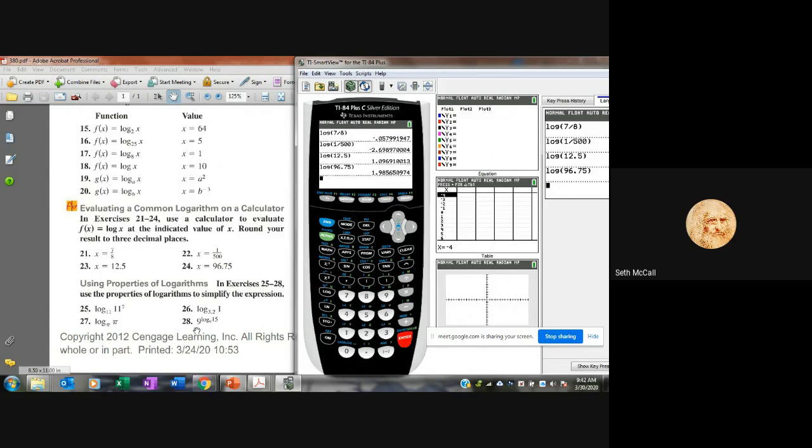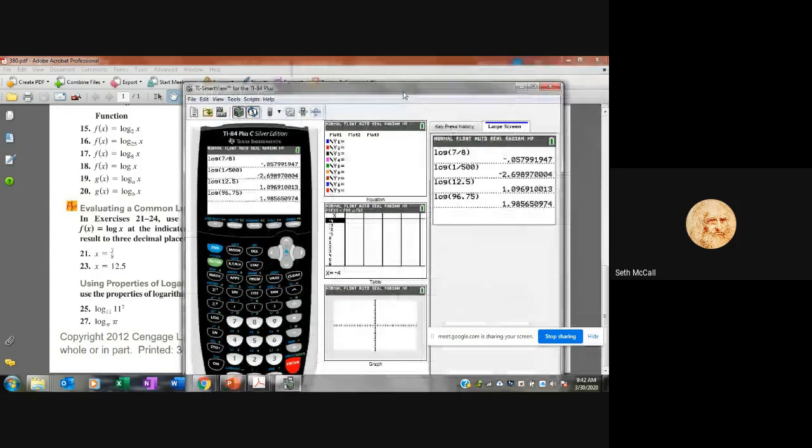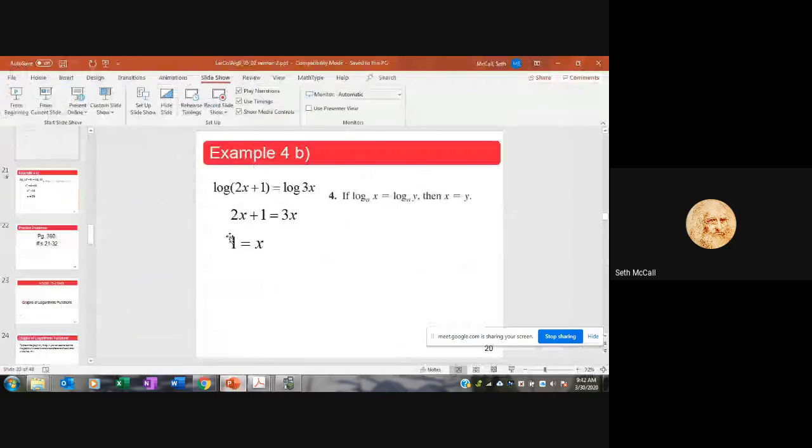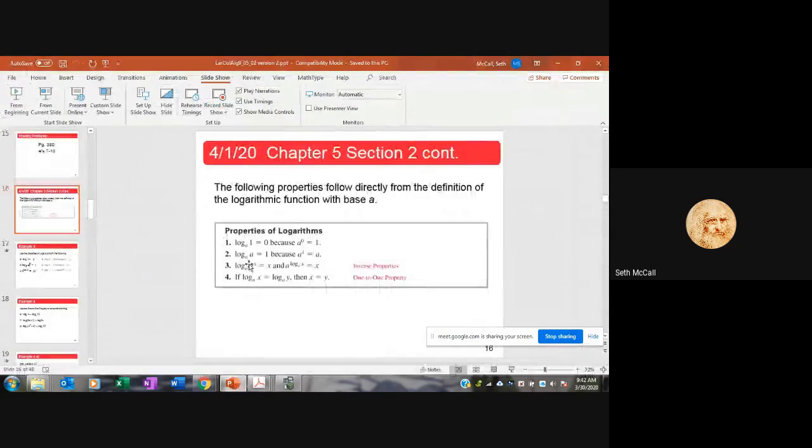Now, 25 through 28 asks you to simplify using properties of logarithms. These are a little bit trickier just because this is going to rely on you knowing what property to use in order to do that. So I'm going to flip back to the properties of logs in this second section that I gave you, which are right here, and we're going to key in on these.